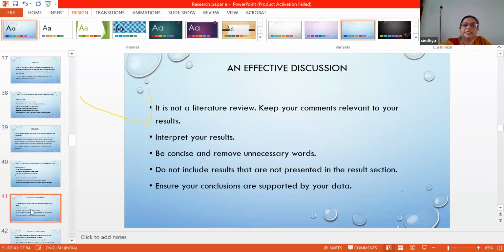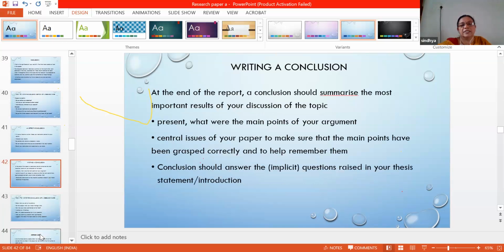So an effective discussion is not a literature review. You should interpret your results, be concise and remove unnecessary words. Do not include results that are not presented in the results section. Whatever is presented in the results section only is to be discussed in the discussion section, and ensure your conclusions are supported by your data. Without any data, you need not mention any discussion or conclusion in the discussion section.